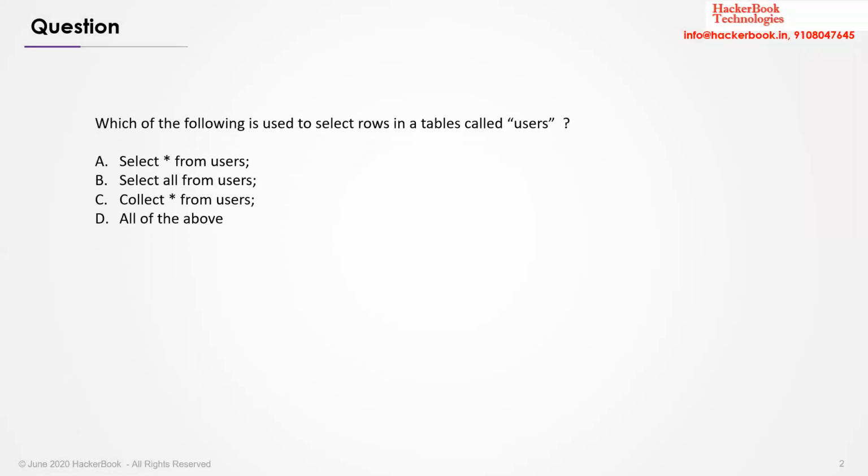Which of the following is used to select rows in a table called users? Select star from users, select all from users, collect all from users, all of the above. What is the correct answer? 15 seconds for each question.